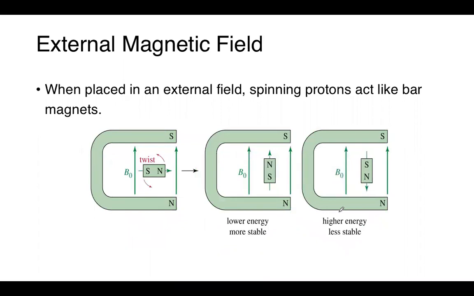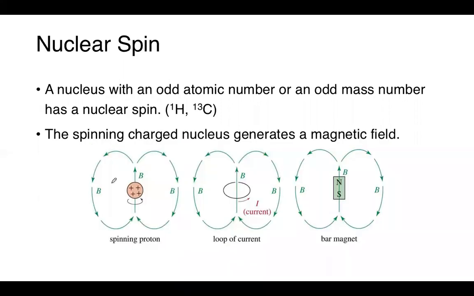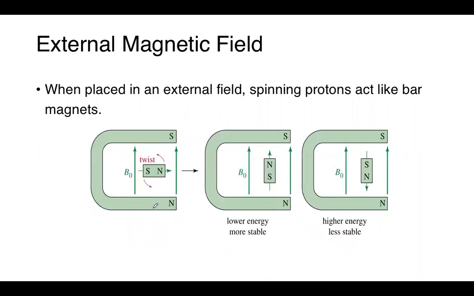So, okay. If this new proton has a magnetic field, then that is the magnetic field which is going to interact with the applied magnetic field that we will have from our NMR spectroscopy. So the external magnetic field. When placed in an external magnetic field, spinning protons act like bar magnets. So here we have the external field. Here we have our bar magnet.